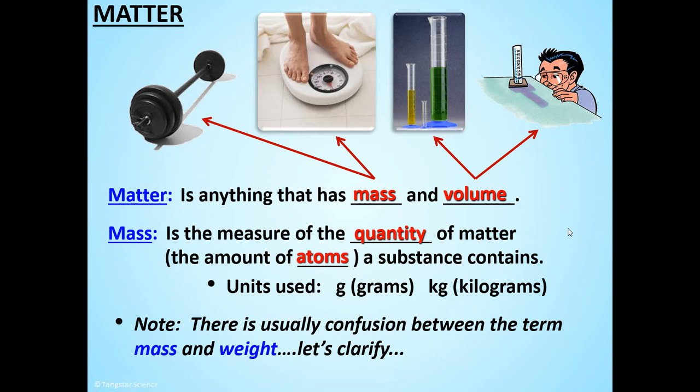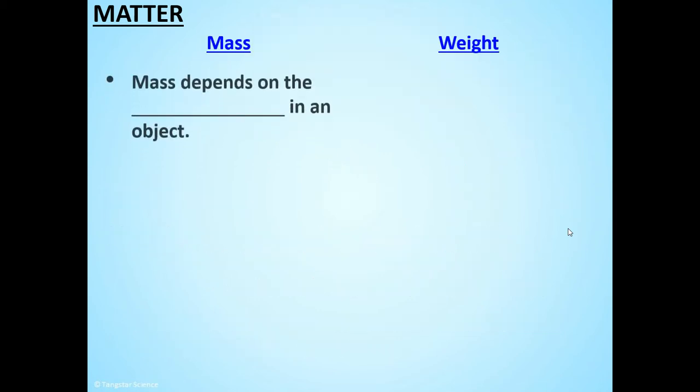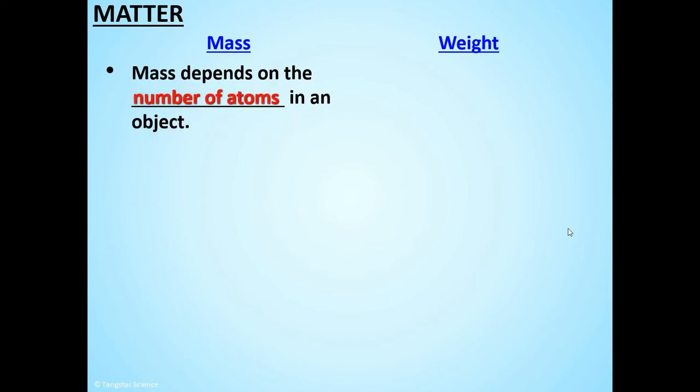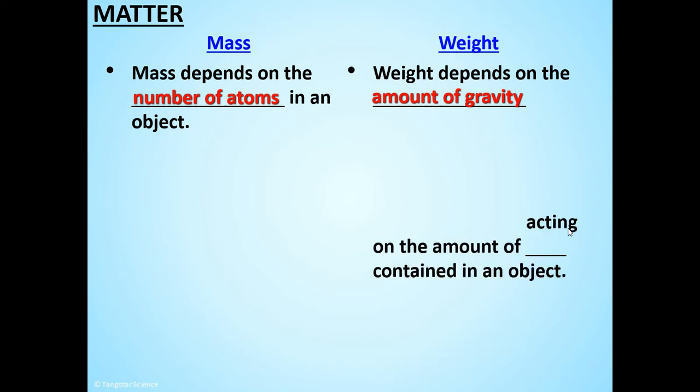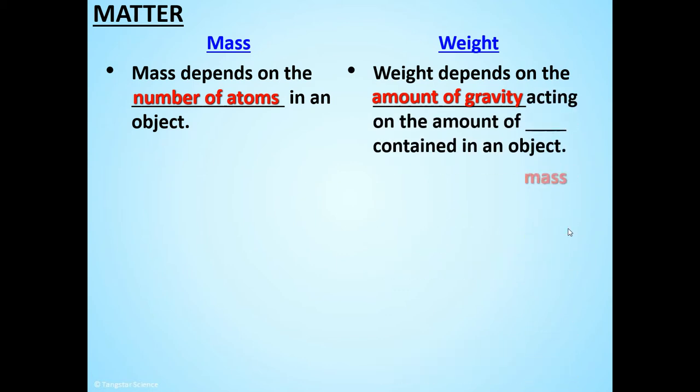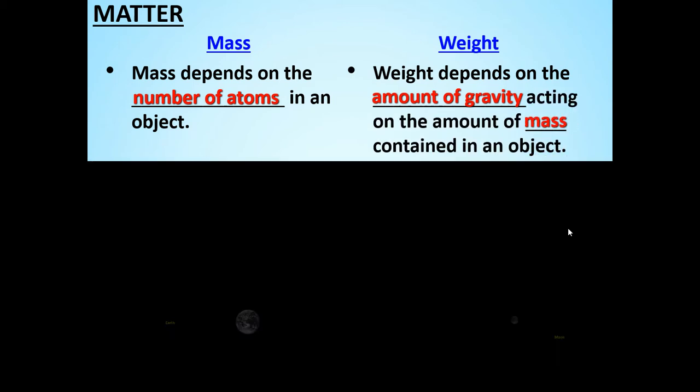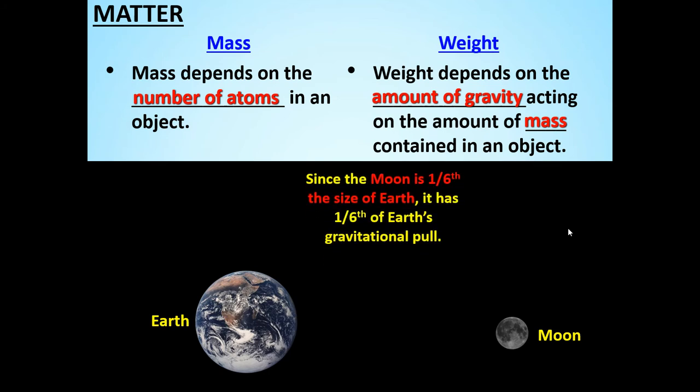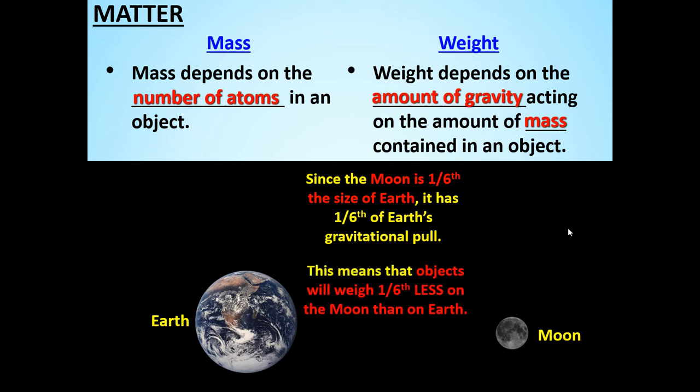There's usually confusion between the term mass and weight. So just to remind you of the difference, mass is going to depend on the number of atoms in a particular object. Weight is going to depend on the amount of gravity acting on the amount of mass contained in that object. So, as an example, the moon is 1/6 the size of Earth. So, that means that the moon has 1/6 of Earth's gravitational pull. So, this means that an object is going to weigh 1/6 less on the moon than it does on Earth.